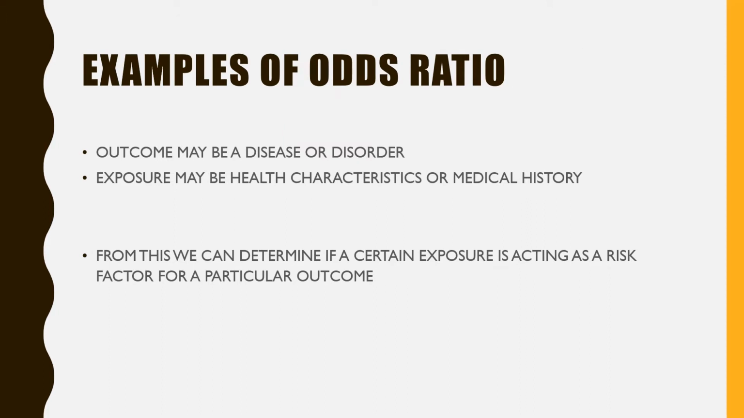The odds ratio was developed to compare the relative odds of the occurrence of the interested outcome. For example, the outcome of interest may be a disease or disorder, and how this is prevalent when exposed to variables of interest, such as health characteristics or an individual's medical history. From this, we can determine whether or not a certain exposure is acting as a risk factor for a particular outcome, as well as compare the effect of various risk factors for that outcome.